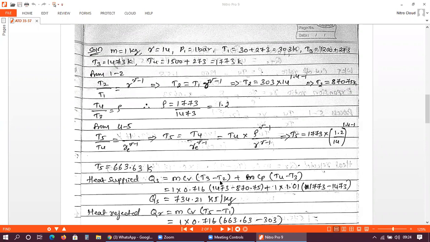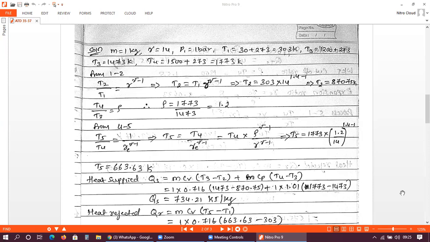So for that, we need to calculate T2. One more is there, that is T5. As you can see, we need to calculate heat rejected. For heat rejected, T5 is required. So for that purpose, we have to go with this T5, right? T5 को भी हमको निकालना है, right?